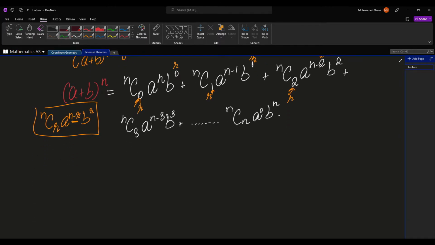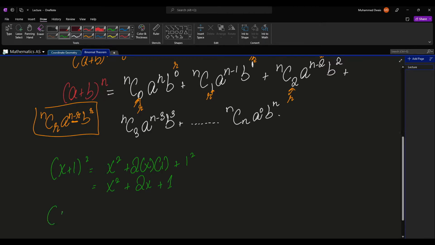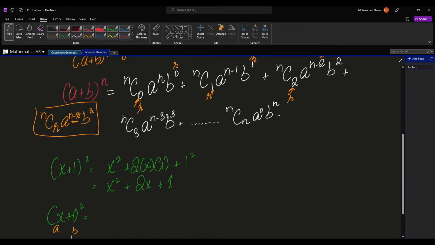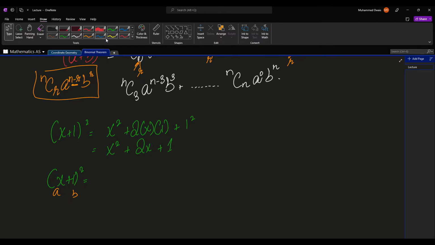Let me say x plus 1 squared. Normally you can just solve this with x squared plus 2 into x, b is 1, plus 1 squared, right? So this comes out as x squared plus 2x plus 1. Now, how about I solve this using the binomial theorem? Remember that here x is a and 1 is b. As I did here, the first term is a, the second term is b, which here is 1. So then let's solve this.